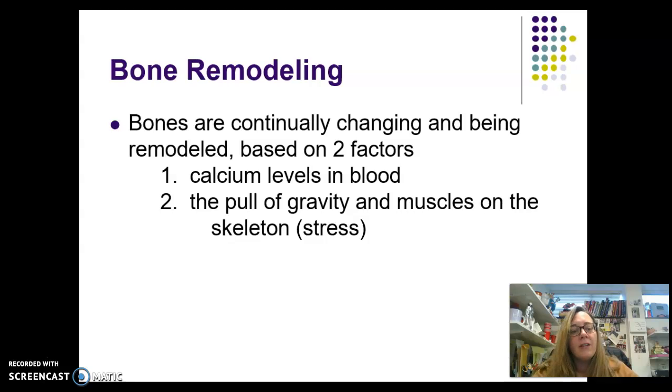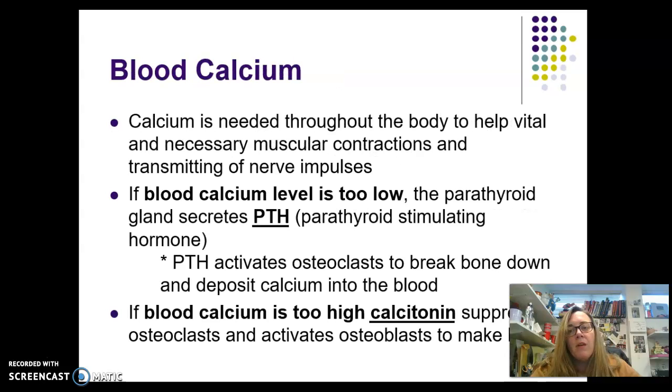Two factors will additionally stimulate the remodeling of bone. Number one is the calcium levels in our blood. Do we have enough or do we not have enough? Two is the pull of gravity in our muscles on our bones. So using our skeleton and the amount of calcium in our body is going to determine how active our osteoblasts or osteoclasts are and how much bone remodeling or reabsorption of bone is going to happen.